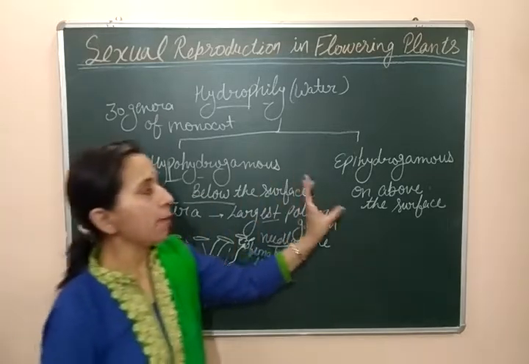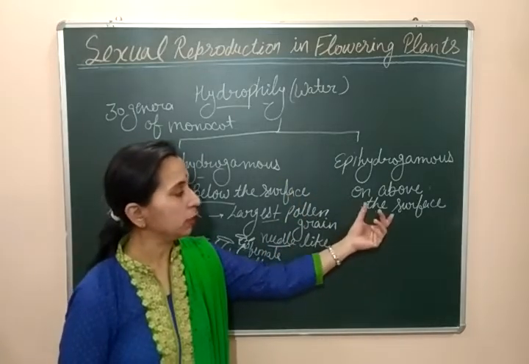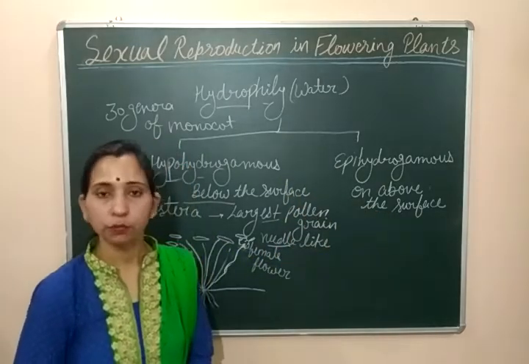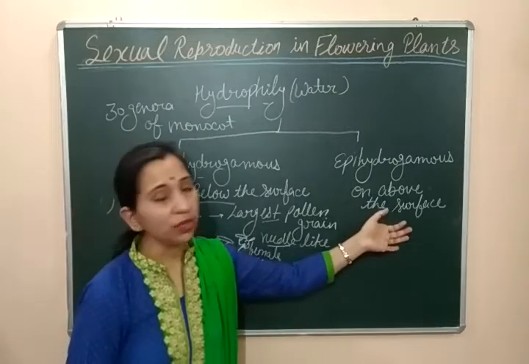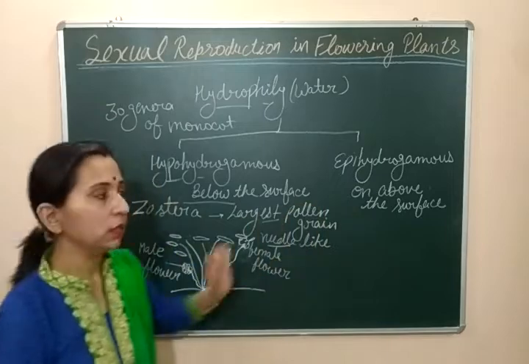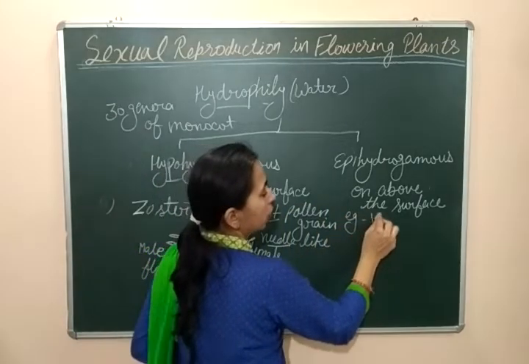The second type is epihydrogamous. Epihydrogamous is the mechanism in which plants do pollination using water as a medium, but pollination is done above the surface of the water. Let's see what the example is. An example of such plants is Vallisneria.